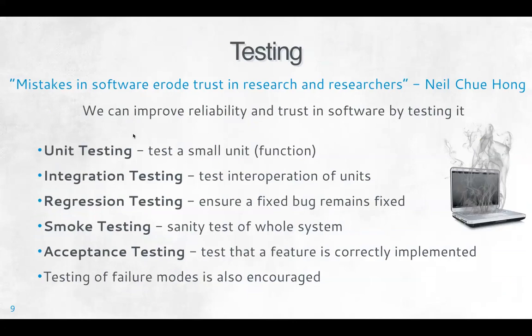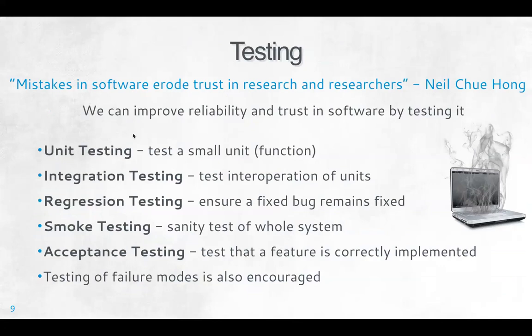There's lots of different ways you can test code. So I have five different categories that it's commonly broken down into. So unit testing is where you're going to test a very small portion of your code, usually a function or maybe a small class. Integration testing, you're going to test the interoperation of several units together.